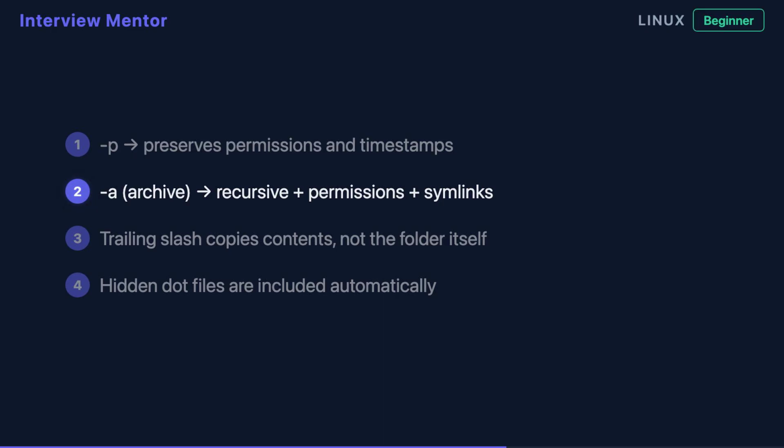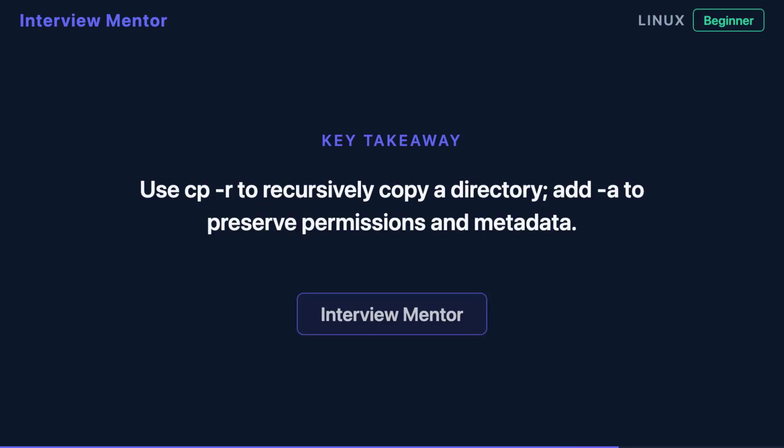attributes in one flag. One subtle edge case. Putting a trailing slash on your source directory copies its contents into the destination, rather than the directory itself. And hidden dot files are included automatically. No extra flag needed. Always use cp -r to copy a directory and everything inside it. Reach for -a when you also need to preserve permissions and file metadata.